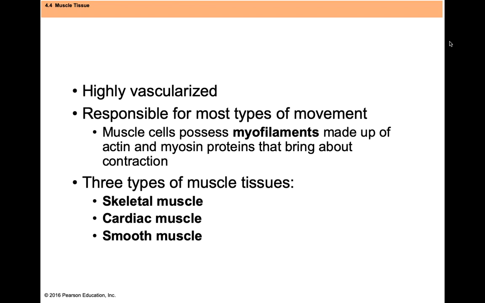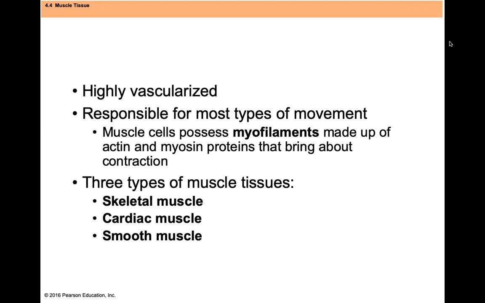All right, so all muscle tissues are highly vascularized, which means that they contain a lot of blood vessels. They are responsible for most types of movement of the body. So muscle cells possess these things called myofilaments that are actually made up of actin fibers and myosin as well. These are two different types of proteins that bring about contraction. So you know that you have to have kind of like a flex and a release. So this is helping to bring about contraction.